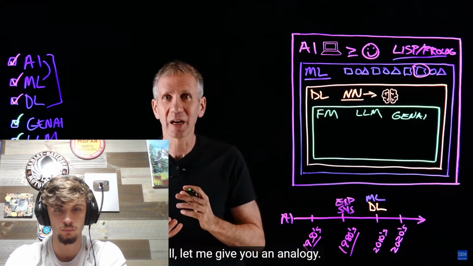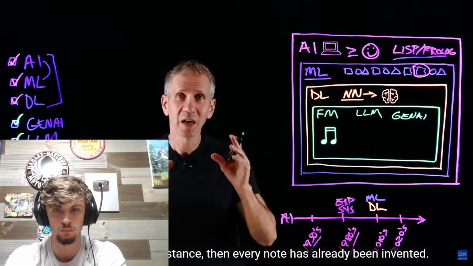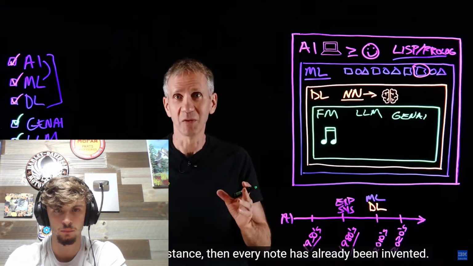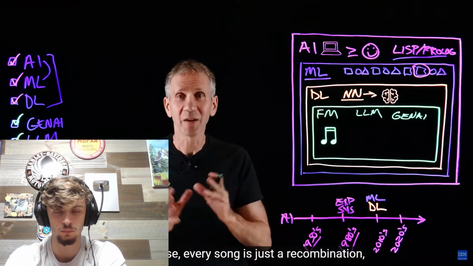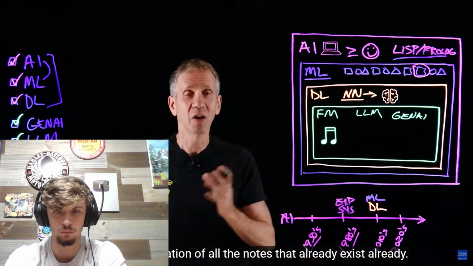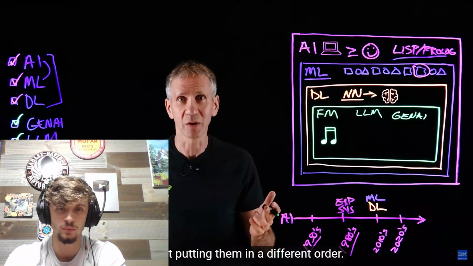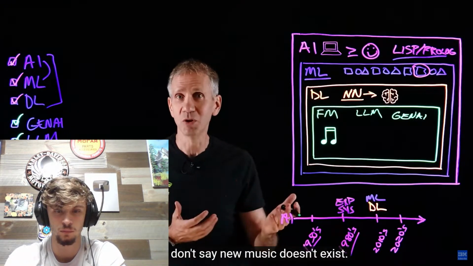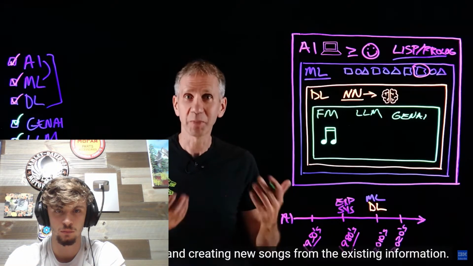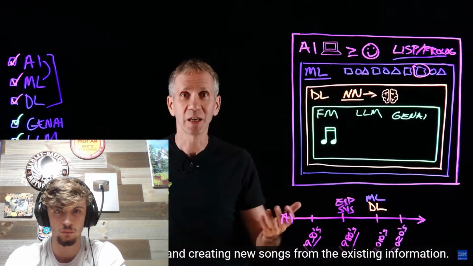Well, let me give you an analogy. If you take music, for instance, then every note has already been invented. So in a sense, every song is just a recombination, some other permutation of all the notes that already exist, just putting them in a different order. Well, we don't say new music doesn't exist. People are still composing and creating new songs from the existing information.